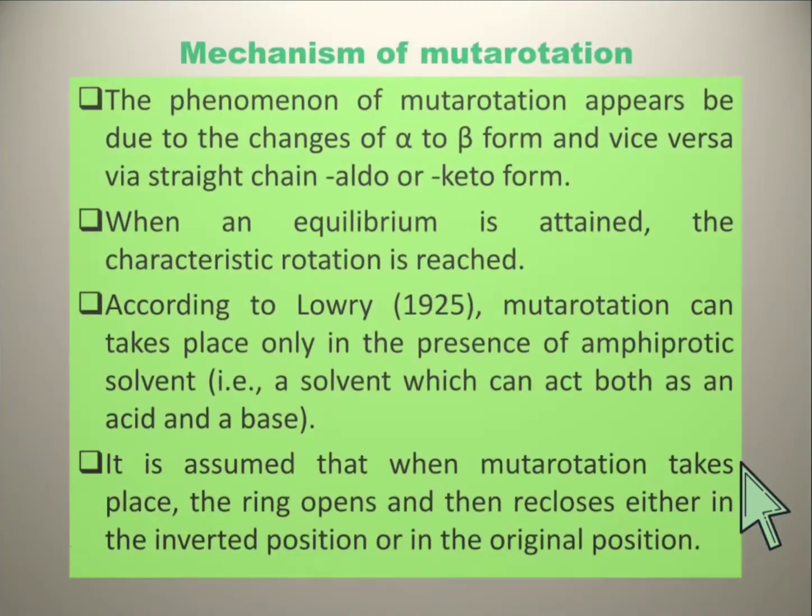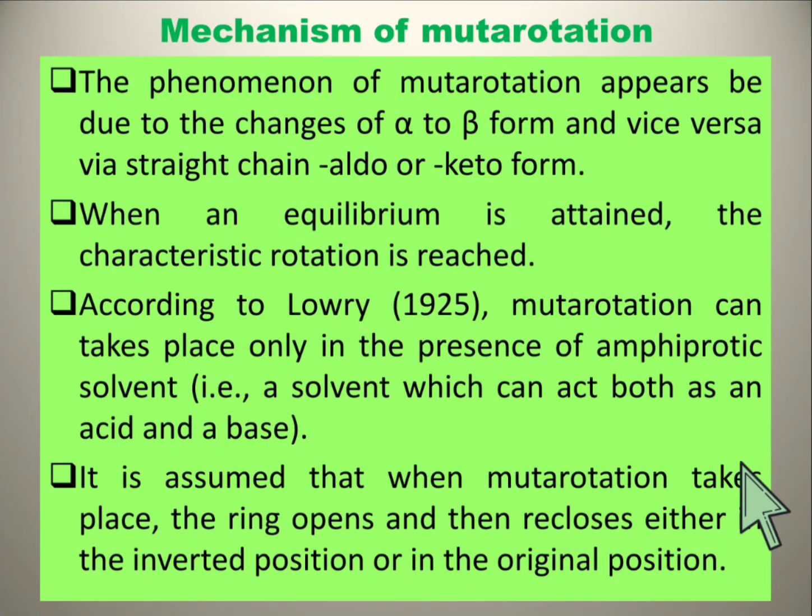So what is the mechanism of this mutarotation? The phenomenon of mutarotation appears due to the interconversion of these two forms, as I already mentioned, from alpha to beta or from beta to alpha via the straight chain aldo or keto form.